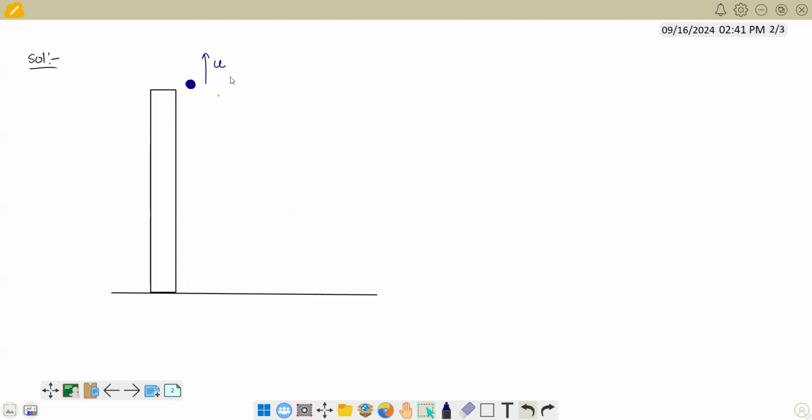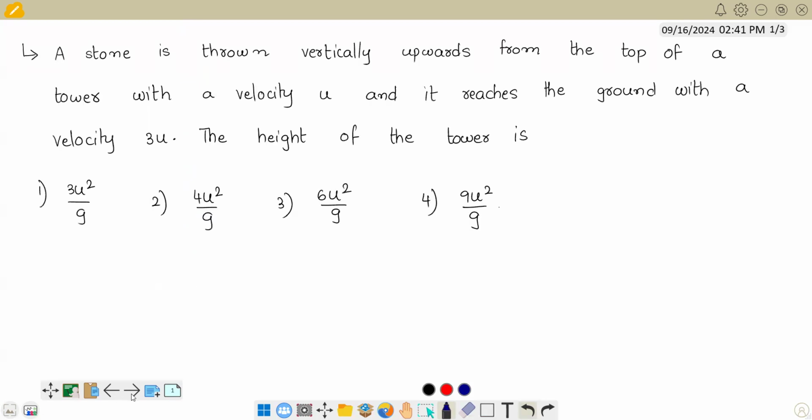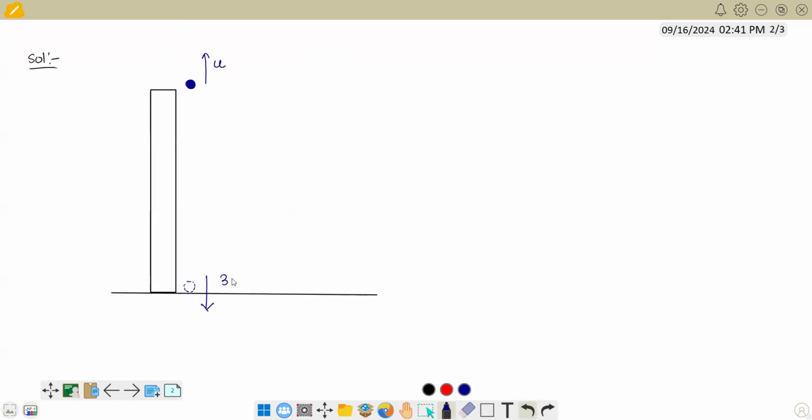So he has given it is thrown up with speed u, and finally, when it hits the ground, it hits with a speed of 3u. So this is the speed with which it is hitting the ground. Let us assume h is the height of the tower which we need to find. We will use the concept of kinematics to solve the problem.